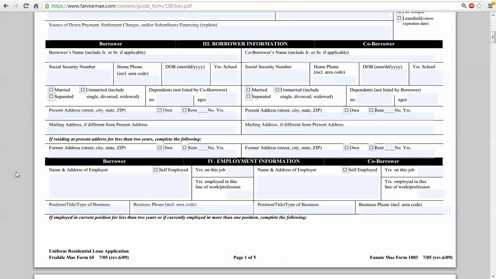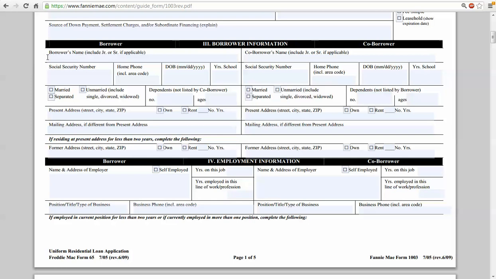Okay, on to section 3. And this is information about you, the prospective borrower. Pretty self-explanatory: your name, and your co-borrower's name. The co-borrower needs to be related. So if it's your spouse, you'll put your information on this side and your spouse's information on this side. If you're not related, then you'll need to fill out two separate 1003 applications.